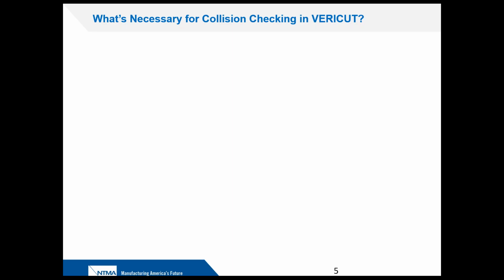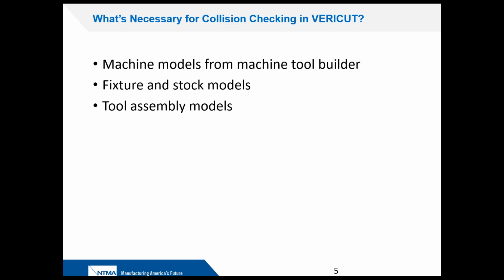So what's necessary for collision checking inside of VERICUT? Well, we're going to need the machine models from the machine tool builder, your fixture and stock models, and then your tool assembly models, all your holders, your cutters, and more. In today's world, you can get these directly from the tool manufacturer via various different methods. We will not discuss those methods in this presentation.